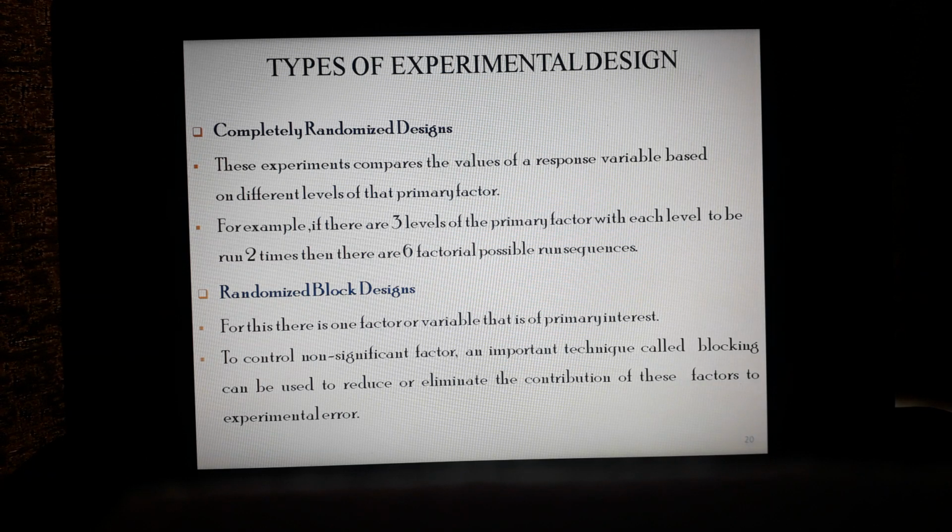In case of randomized block design, there is one factor or variable that is of primary interest. To control the non-significant factors, an important technique called blocking can be used to reduce or eliminate the contribution of these factors to experimental error.